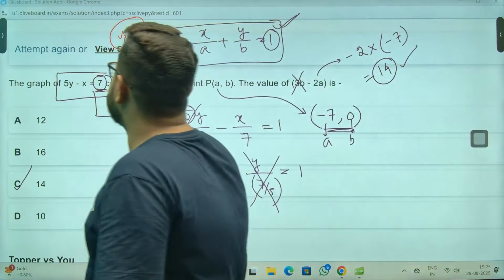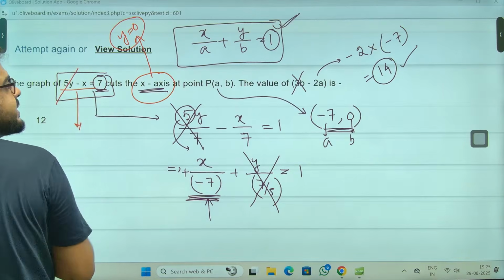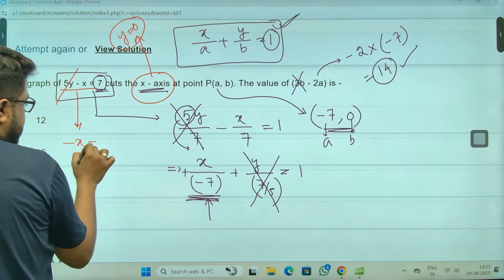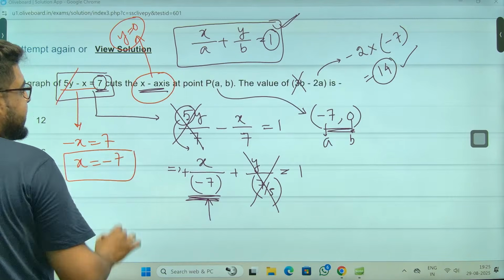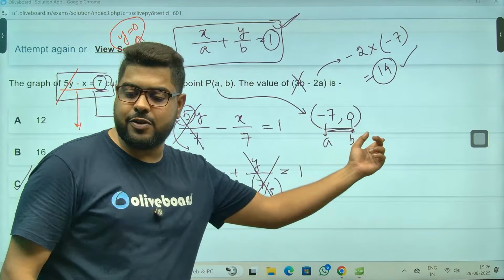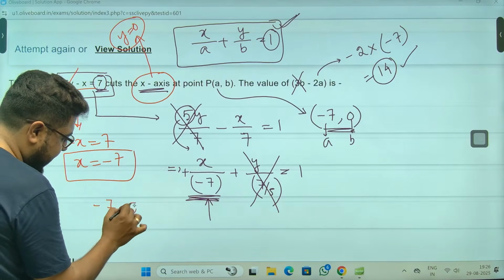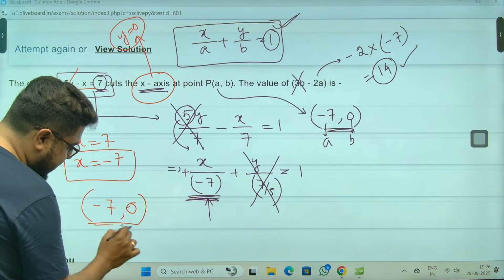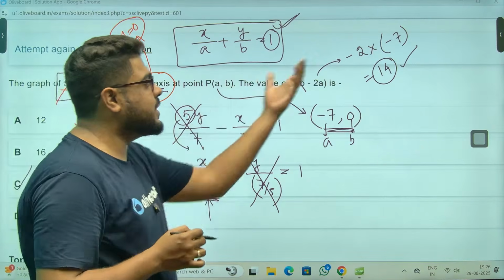So y equal to 0, you put it here. So this becomes 5y, y is 0. So minus x equal to 7, x equal to minus 7. And anything on the x-axis, I just told you, y is always 0. So the point will come, x is minus 7 and y is always 0. You see the same thing we just got. This is your A, this is your B, and just do the last part.